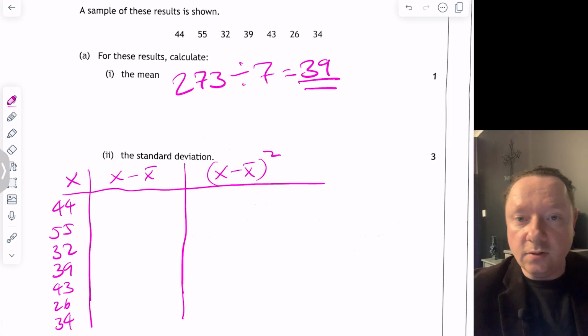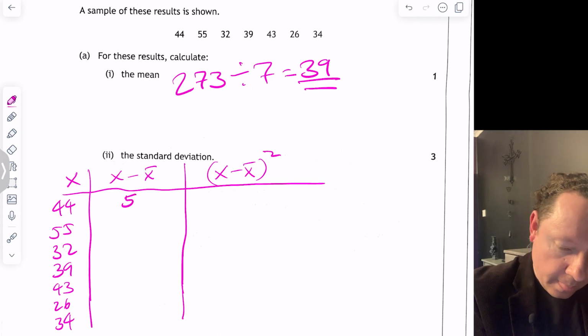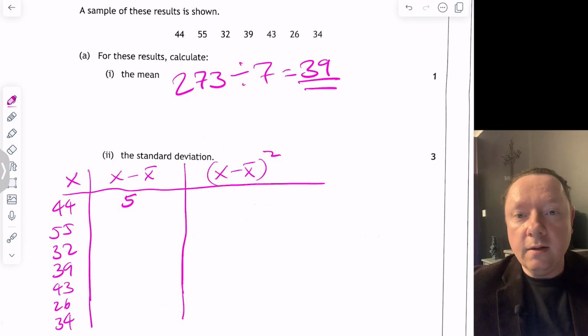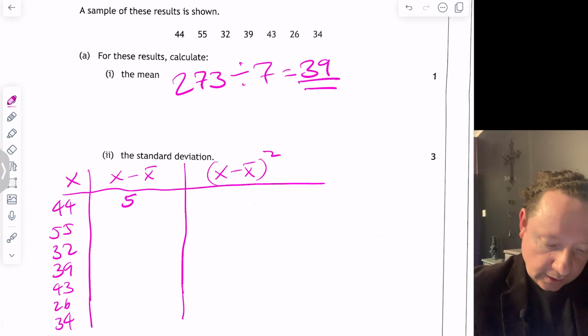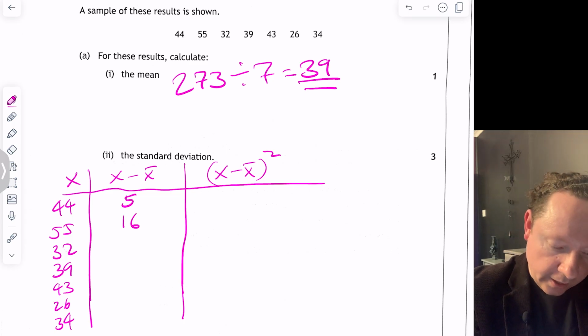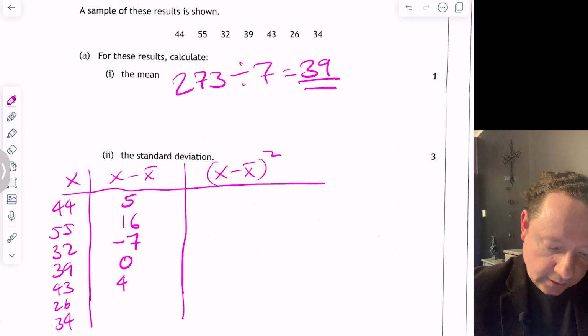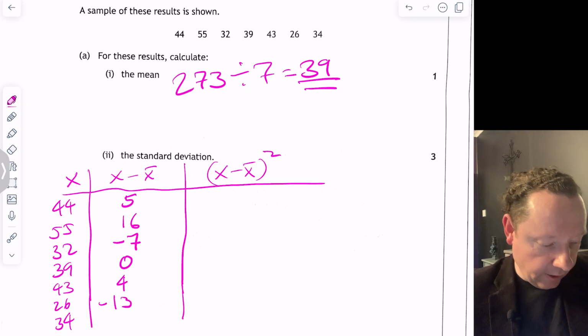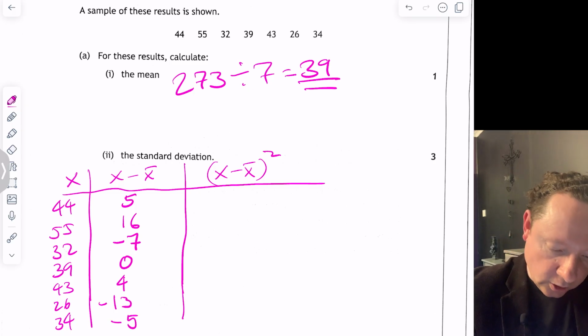So 44 minus 39 is 5. 55 minus 39, well that's 39, 49, 50, 51, 2, 3, 4, 5, that's 16. Use a calculator anytime you want. 32 minus 39 is minus 7. 39 and 39 is 0. 43 and 39 is 4. 26 and 39, that's 13, but it's a minus. 34 minus 39 is minus 5. And now you square each of the numbers in the table. 5 5s are 25.